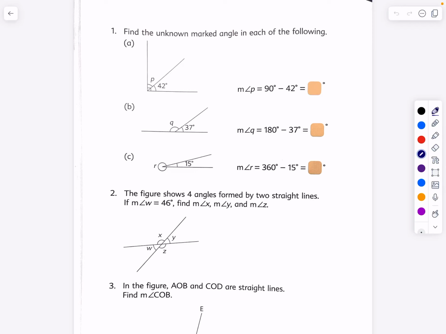Hello, hello. We continue to study the geometry of angles and lines, straight lines that cross and intersect each other, creating multiple angles. And these angles all have special relationships. I adore these kinds of problems. I love solving geometry problems, especially the ones for the missing angle.